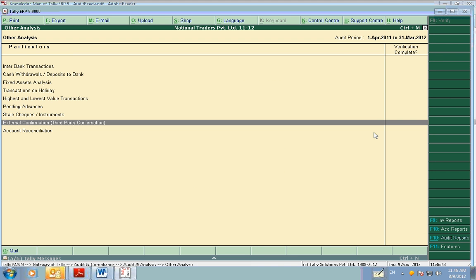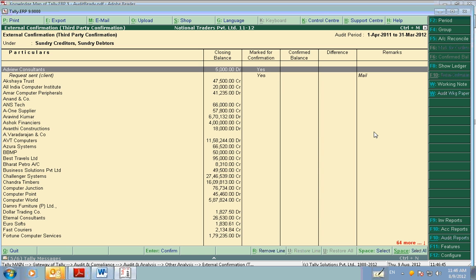So now coming to this external confirmation third party. Here you have an option. If you are doing an internal audit, say from the customer's point of view, and you feel that sufficient evidence is not available, either internally in the business or the party has not given you the bill or something, you can always mark for confirmation. So now I'm just speaking from the point of view of customers.